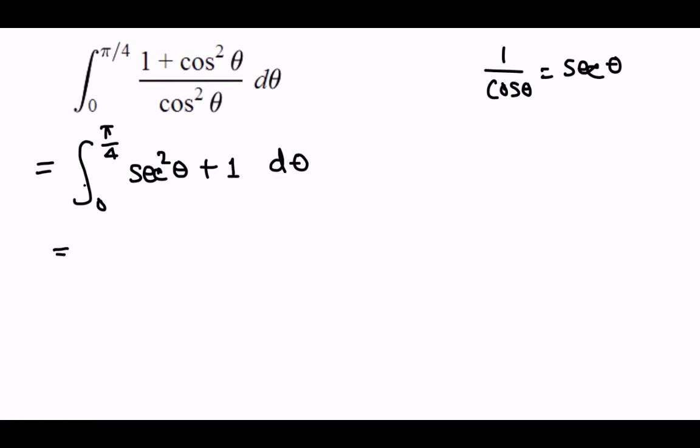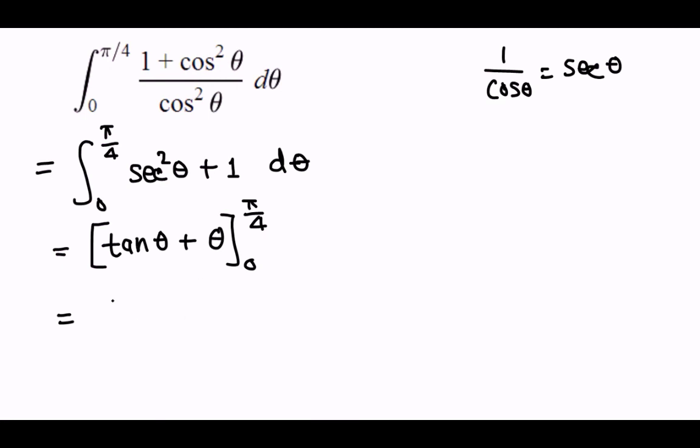So what is the antiderivative of secant squared? That is, give me a function whose derivative is secant squared. So tangent theta, right? Because the derivative of tangent is secant squared. In other words, the antiderivative of secant squared is tangent. Plus 1. Give me a function whose derivative is 1. That's x, but our variable is theta, so theta. Okay, and we need to evaluate this antiderivative from 0 to pi over 4.